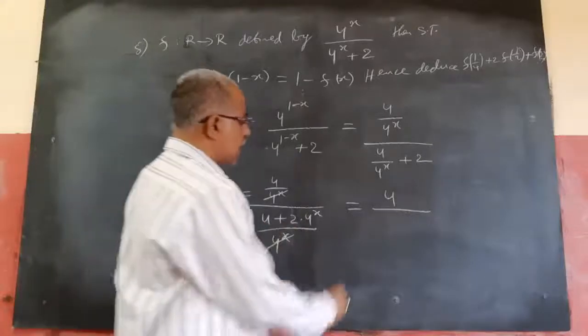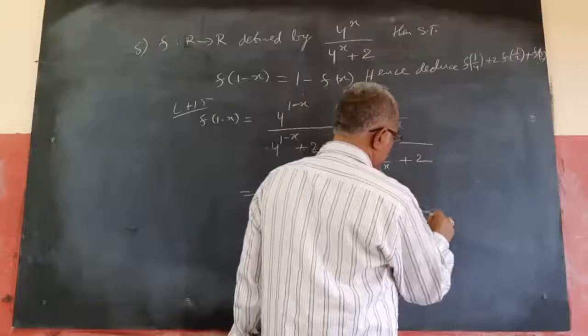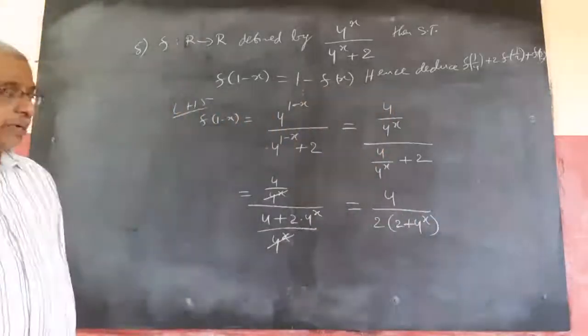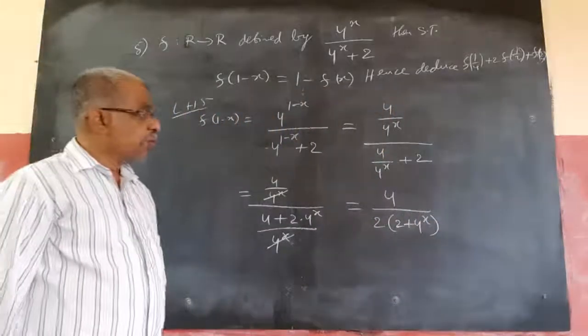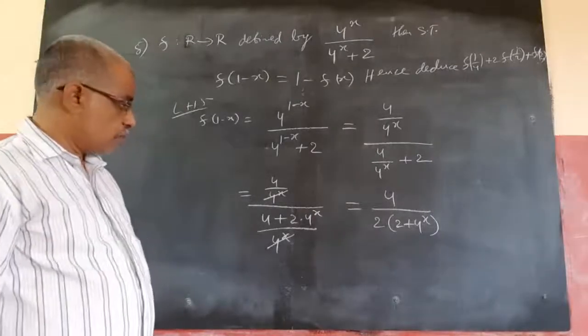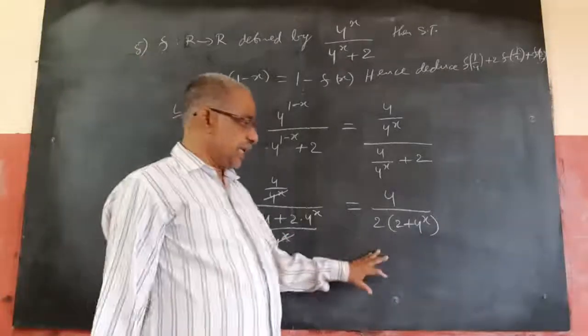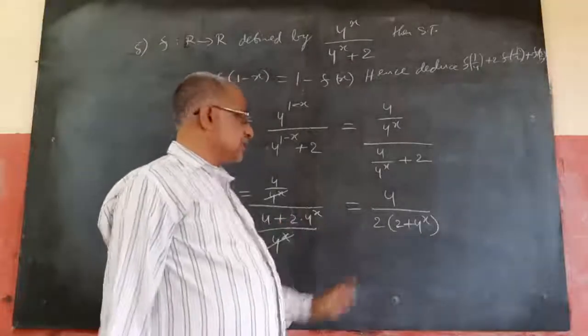If I take 2 common in the denominator, it becomes 4 / (2 into (2 + 4^x)). This is what the LHS is. I will leave it like this.